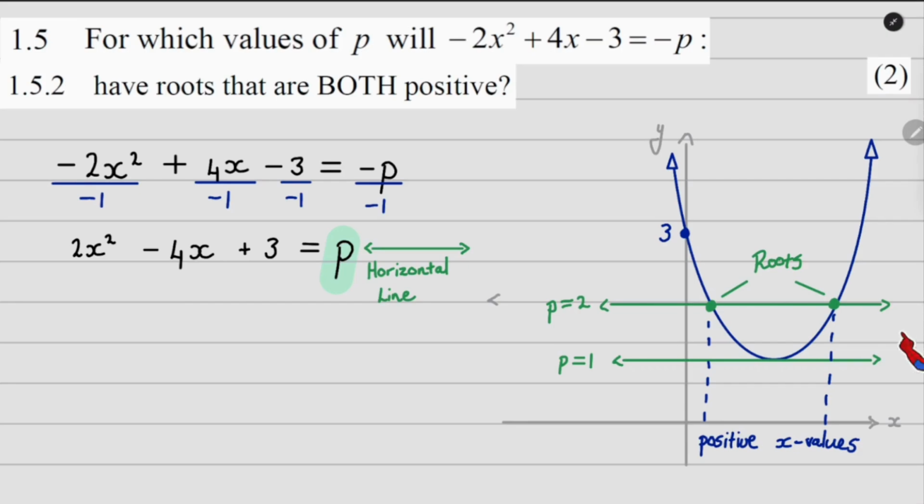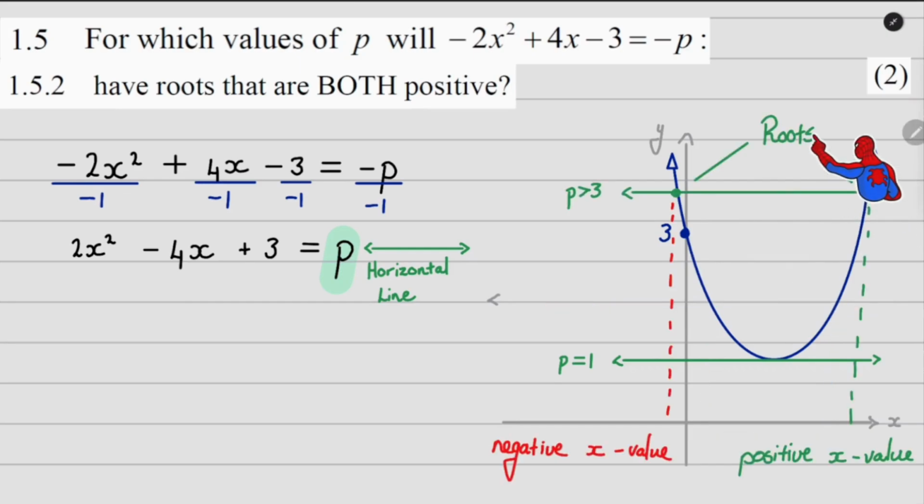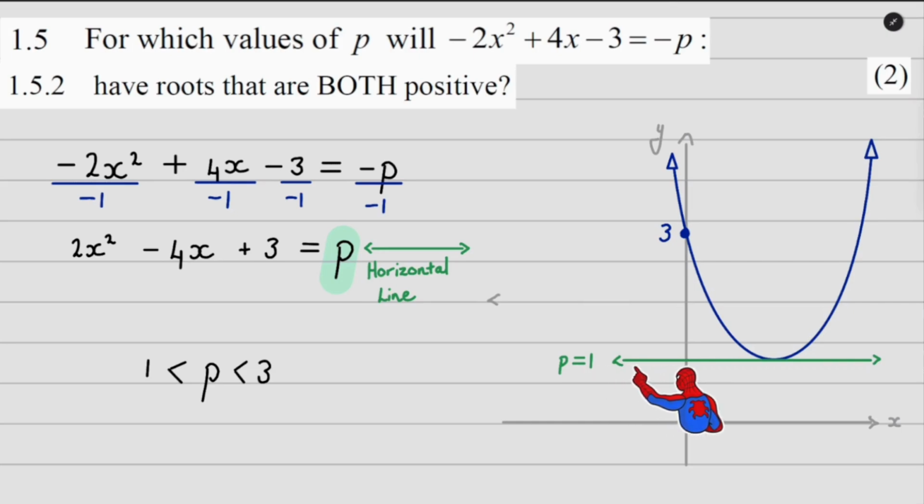And just to illustrate that a little bit better, let's say p was 2. And I'll draw it there, then we can see that these x values are positive x values, which means I'm going to get positive roots. If I had to put the horizontal line up here past 3, then what's going to happen is one of my roots will actually give me a negative x value, and the other root will give me a positive x value. So I can't put p above 3. That will be true no matter how far I move the horizontal line upwards. So in summary, I want p to be anywhere in between 3 and 1.